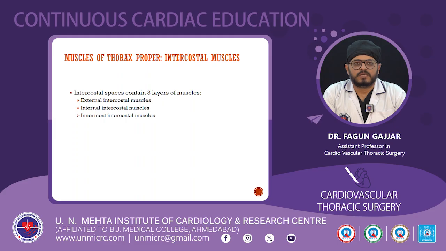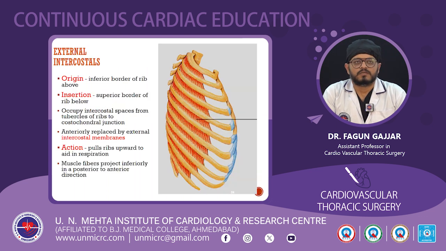Regarding the intercostal muscles, it contains 3 layers of muscle. First one is the external intercostal muscle, second is the internal intercostal muscle, and third one is the innermost intercostal muscle. The external intercostal muscle originates from the inferior border of the rib above and inserts into the superior border of the rib below. It occupies the intercostal spaces from the tubercle of the rib to the costochondral junction, and anteriorly beyond the costochondral junction it is replaced by the external intercostal membrane. The action of this muscle is pulling the ribs upward to aid in respiration. The muscle fibers project inferiorly in a posterior to anterior direction.